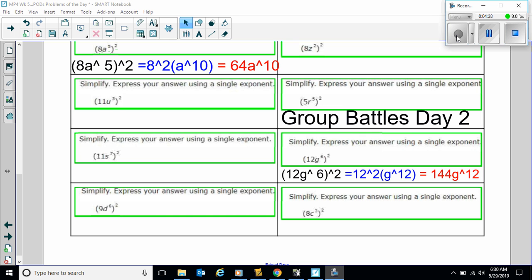All right, class, welcome back. Let's take a look. So on our final answer, we get 144g to the 12th power. Now, how do we get there? Well, we start with the idea that if I take the invisible one and multiply that by 2, that gets me back to 12 to the second power. And if we square 12, we get 144. And the g is pretty straightforward. 6 times 2 is 12. So we have g to the 12th power.